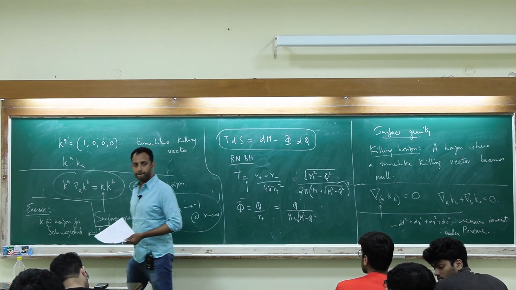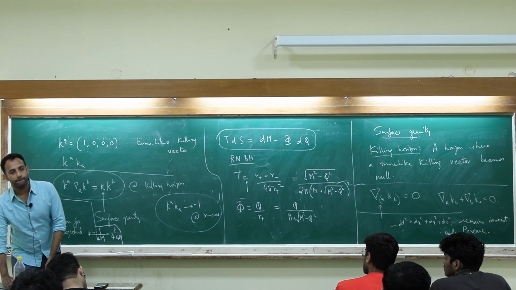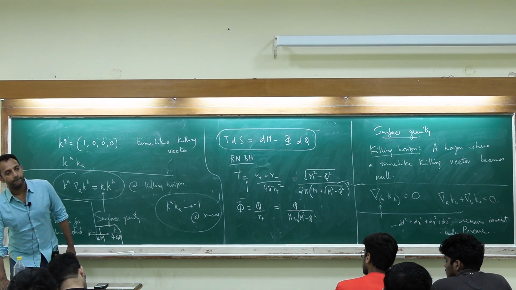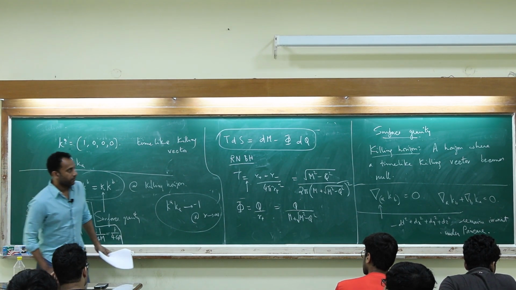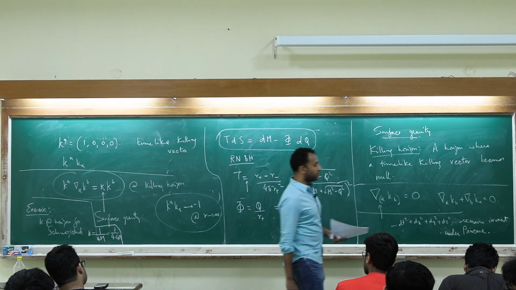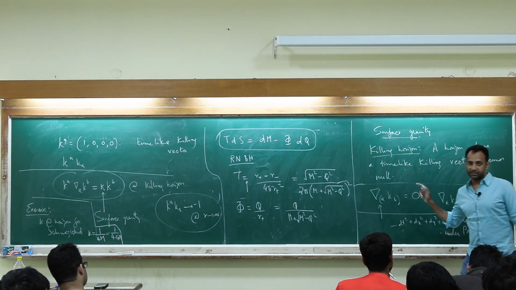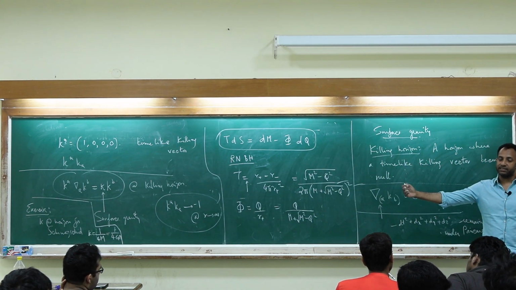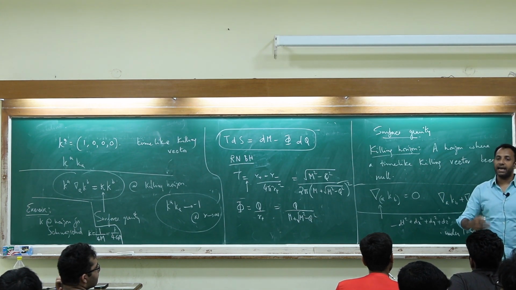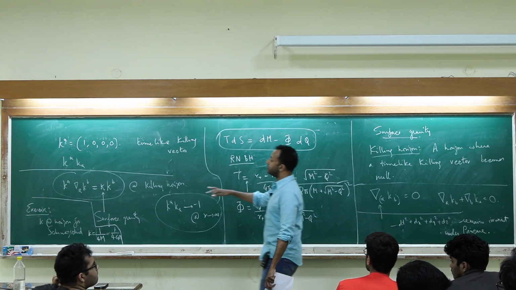But killing horizon, where the combination of time-like killing vector and rotation becomes null. Yeah, but it is still a time-like killing vector. I'm not saying that it is a time translation killing vector. Okay. So it's still a time-like killing vector. It becomes null at the horizon. And that quantity is enough for me to define the surface gravity.